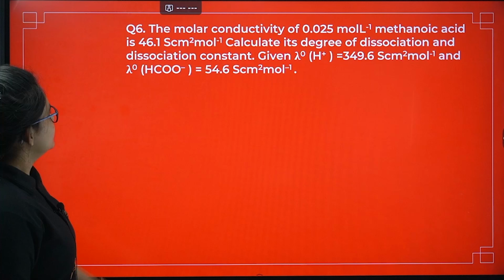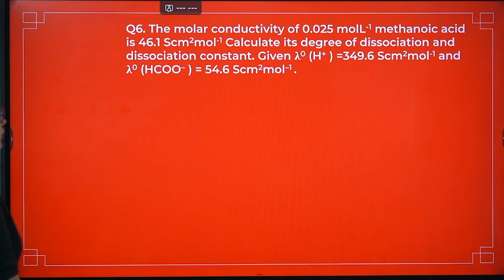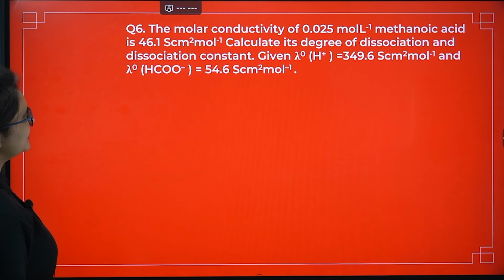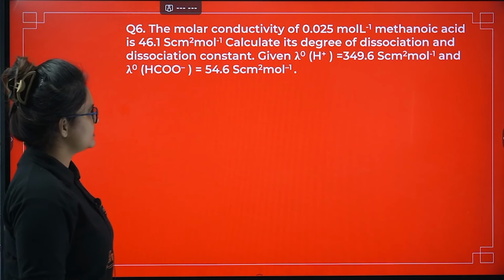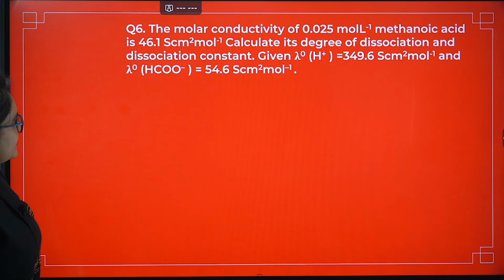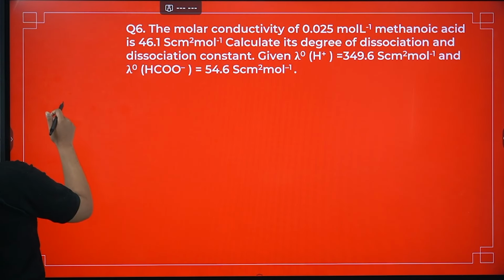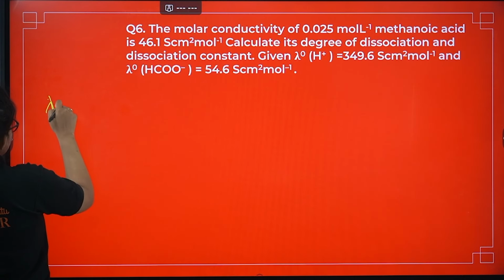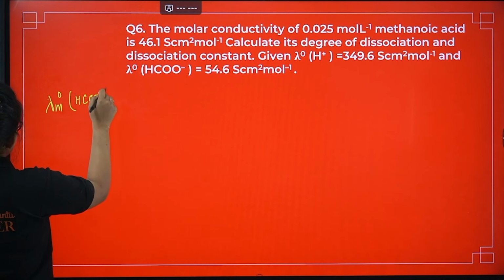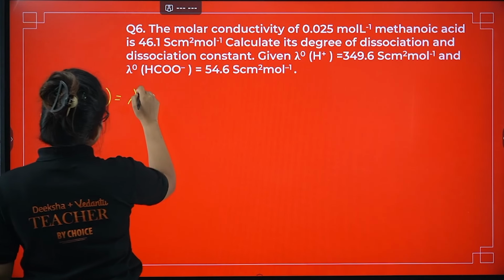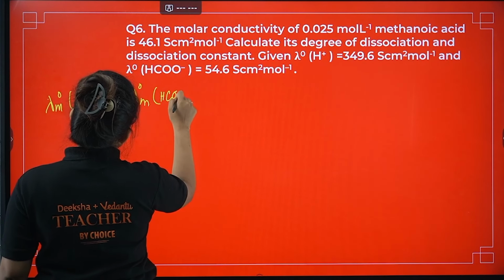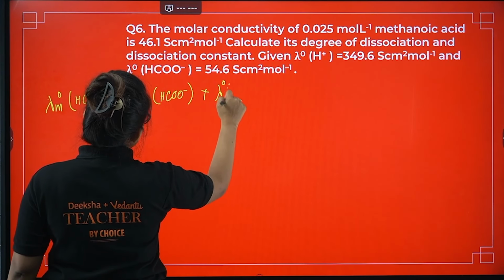Let's go ahead. The molar conductivity of 0.25 mole per liter methanoic acid is 46.1 Siemens centimeter square mole inverse. Calculate the degree of dissociation and dissociation constant. Given lambda 0 for H plus and lambda 0 for HCOO minus. Okay, fine. Let's go ahead. So, see, lambda M0 for methanoic acid means HCOOH, right? It is basically lambda M0 of HCOO minus plus lambda M0 of H plus.